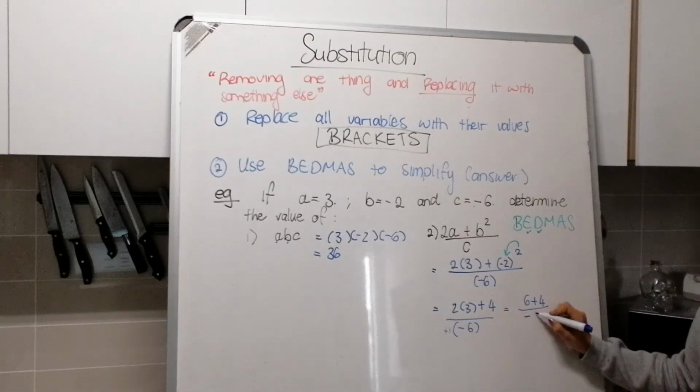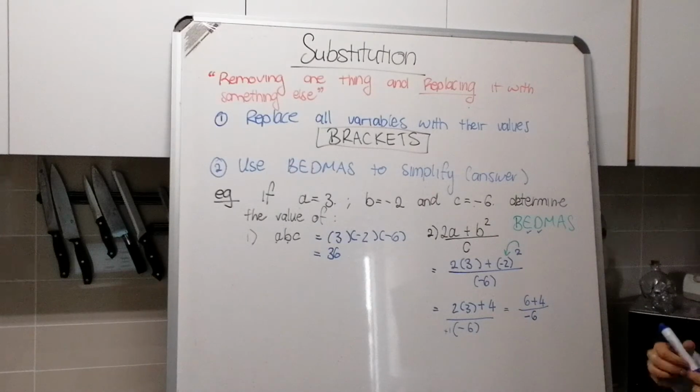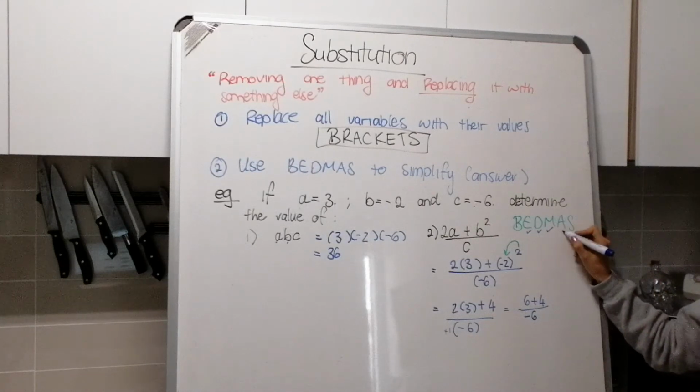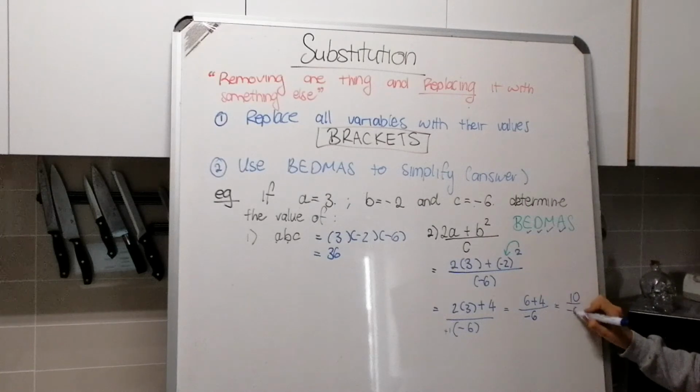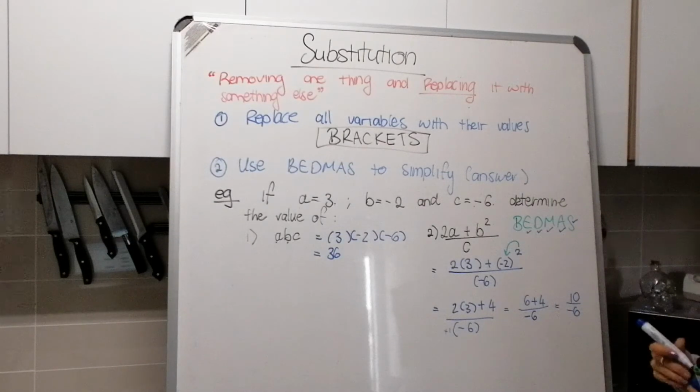Positive 1 times negative 6 is negative 6. Next up, addition. So I can add my 6 plus 4. I get 10 over negative 6. And lastly would be subtraction. I don't have any subtraction to do.